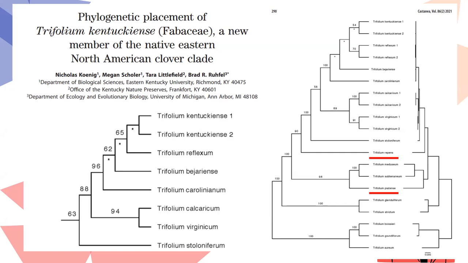They all are biennials, meaning they flower every other year. They also really like rocky habitats. But what made Reflexum and Bahariensis different from Kentuckiensis, or the Kentucky clover, was that Kentucky clover was able to exploit or really live in acidic soils, which these other two don't really do as much. And that's potentially why we can think of it evolving in that habitat, distinct genetically and morphologically, meaning its physical characteristics, from the other two species.